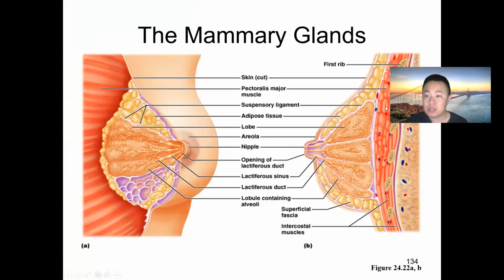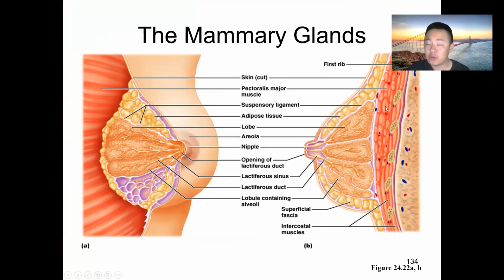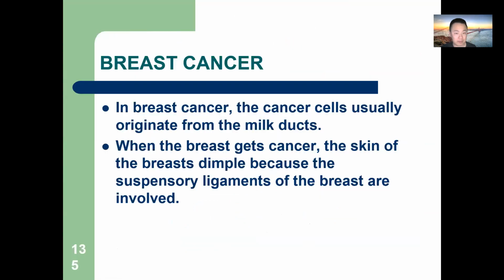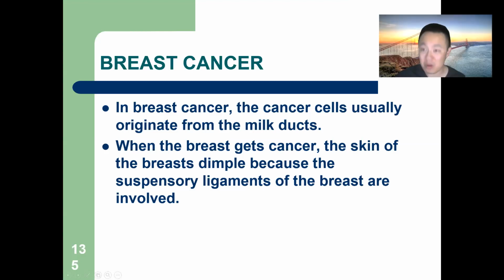Okay. You can see here's a diagram showing the breast tissue. You can see we have, of course, the nipple, and the tissue around it is called the areola. We have here the suspensory ligaments, and then you have all the milk ducts. Now, in breast cancer, the cancer cells usually originate from the milk ducts, as I mentioned. When the breast gets cancer, the skin of the breast dimples because the suspensory ligaments of the breast are involved.